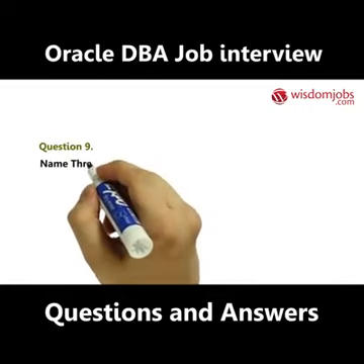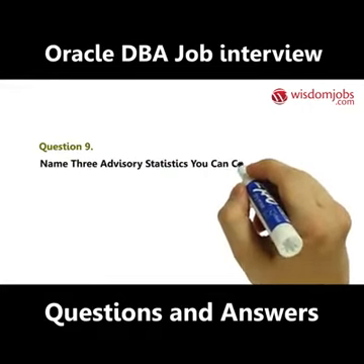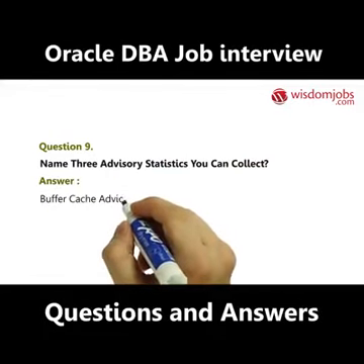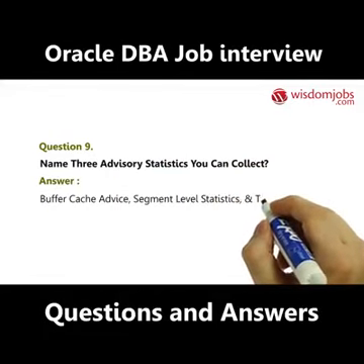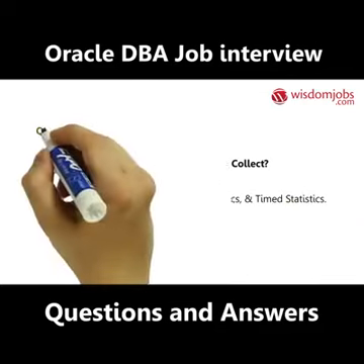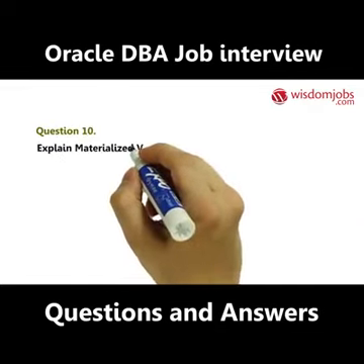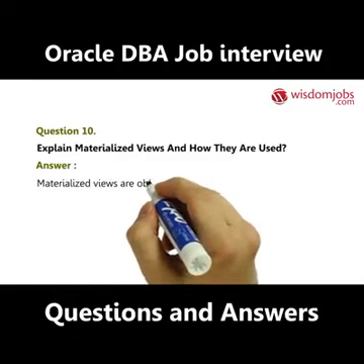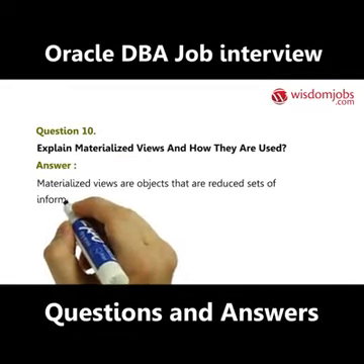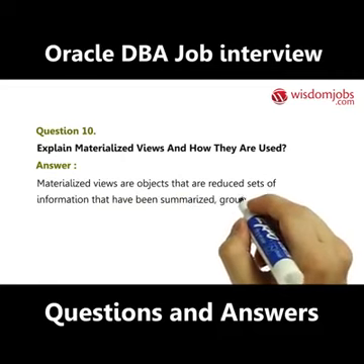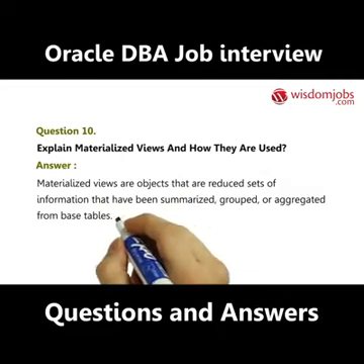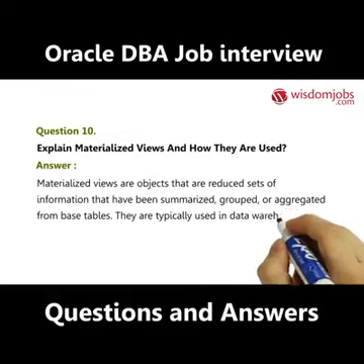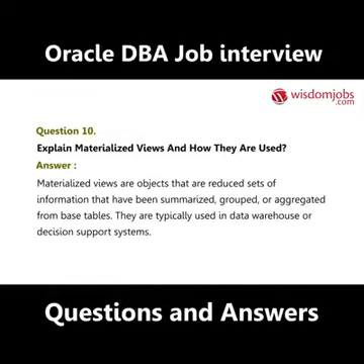Question 9. Name 3 advisory statistics you can collect. Answer. Buffer cache advice, segment level statistics, and time statistics. Question 10. Explain materialized views and how they are used. Answer. Materialized views are objects that are reduced sets of information that have been summarized, grouped, or aggregated from base tables. They are typically used in data warehouse or decision support systems.